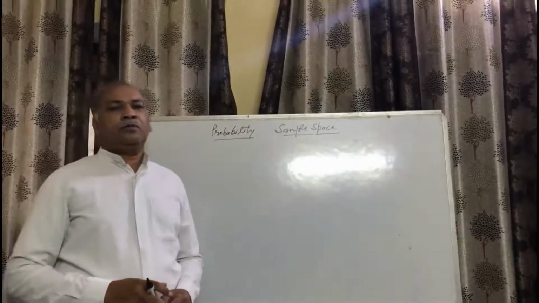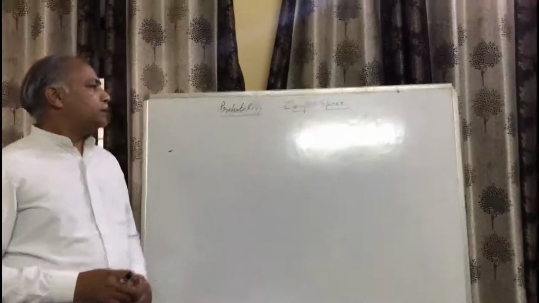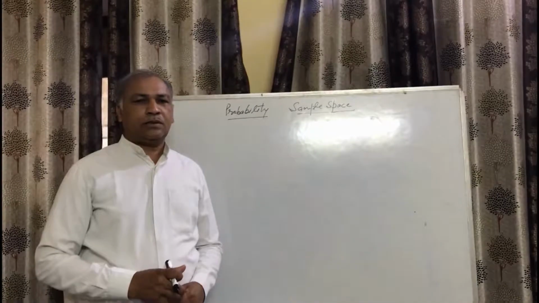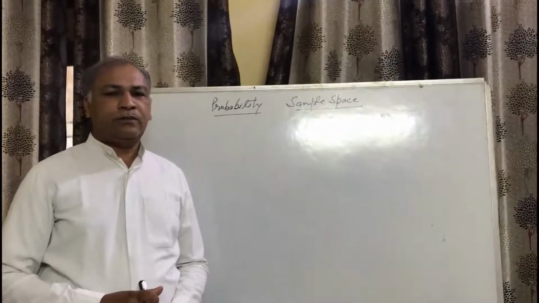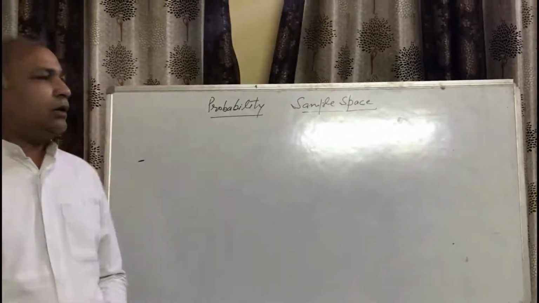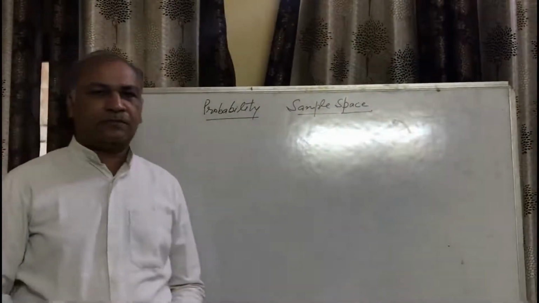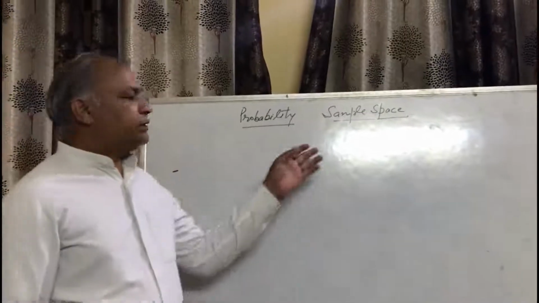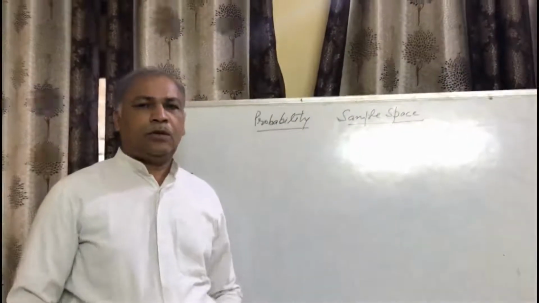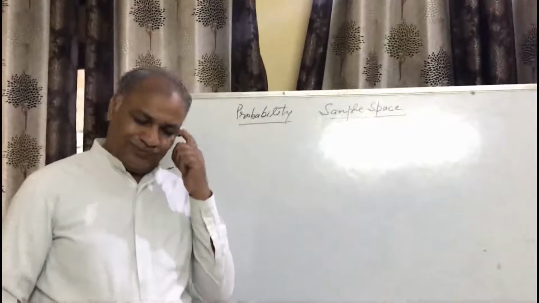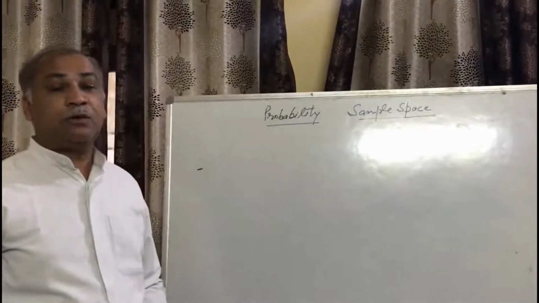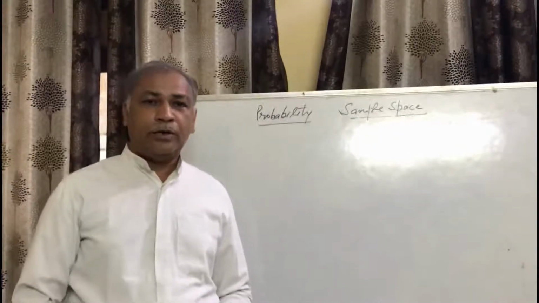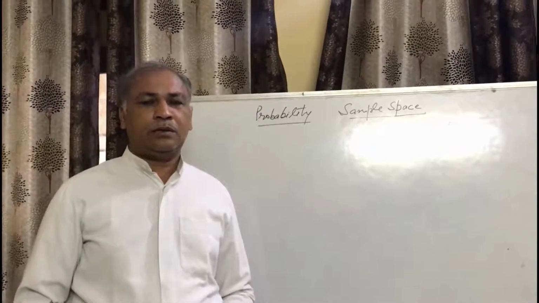I am again with all of you with the topic probability, and in the previous topic we discussed some definitions of different terms and sample space was discussed. Today I am again going to start with the sample space. I have given some homework to you to write down the sample space of tossing a coin 4 times. Have you done it? I hope you have done it.